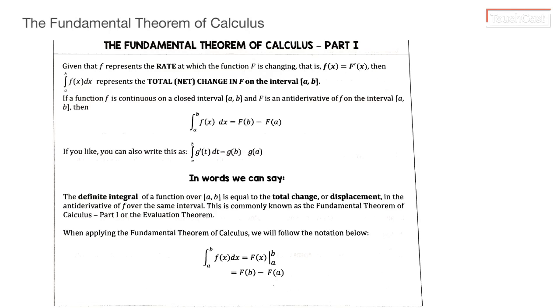So in other words, we could say that the definite integral is really just equal to the total change, or the displacement, in the antiderivative of f over that interval. And this is called the fundamental theorem of calculus, part 1, also known as the evaluation theorem. When we apply it, we're going to use the notation below. So let's actually now get into some examples.